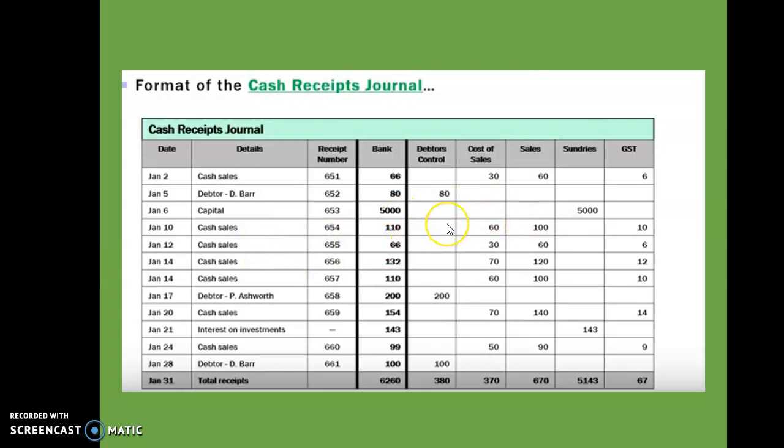Now this is a little bit different cash receipts journal because it has got the cost of sales as well. What is the cost and what did we sell it for?